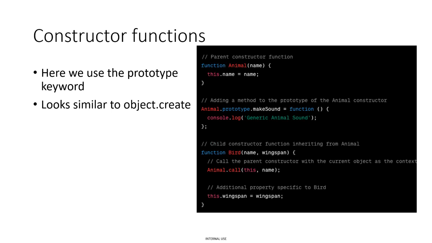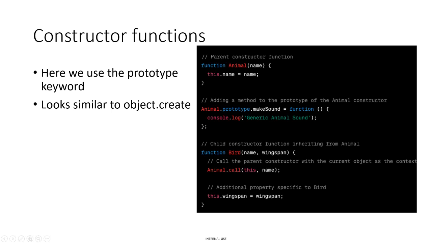But once you have your blueprint function here, then you can add methods, properties, etc. to the prototype of the animal constructor. So this is where you actually use a prototype. You take the function name dot prototype dot your attribute. So we're going to have a makeSound attribute on the animal prototype. And again, this is going to be a function, generic animal sound.